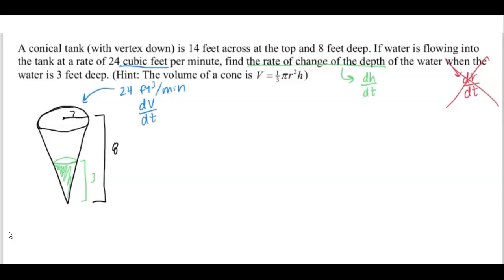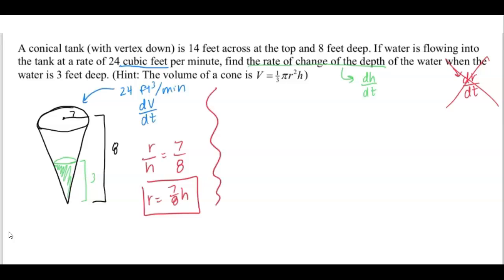And if we think about this as a ratio of radius to height, we can see that it's actually 7 to 8. And if we want radius, we would just multiply both sides by height. So actually radius is 7/8 of our height. Knowing that information, now we can put that in for radius and completely eliminate radius from our problem and just solve in terms of height.